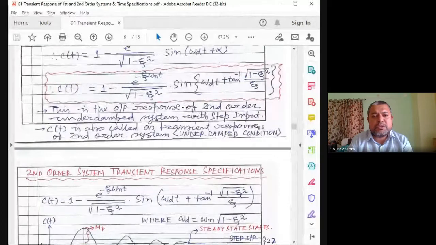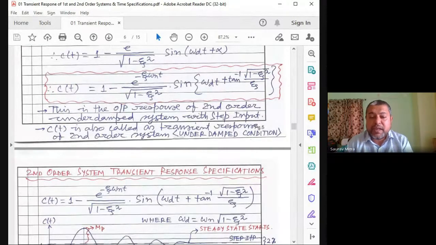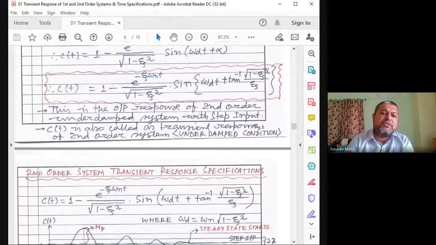So this is the output response of a second order underdamped system with step input. Underdamped means zeta is in between 0 to 1. So as long as zeta is in between 0 to 1, this is going to be the response, or actually this is the standard response. You substitute different values of zeta and you are going to get what is going to be the c(t) of this equation. So that question will be asked in the exam: first find what is the standard c(t) equation and substitute different values of zeta and get those four responses.